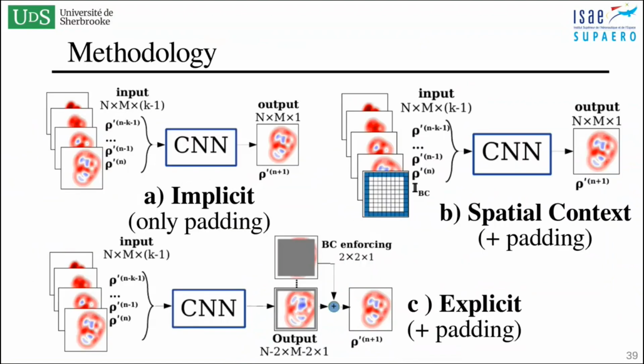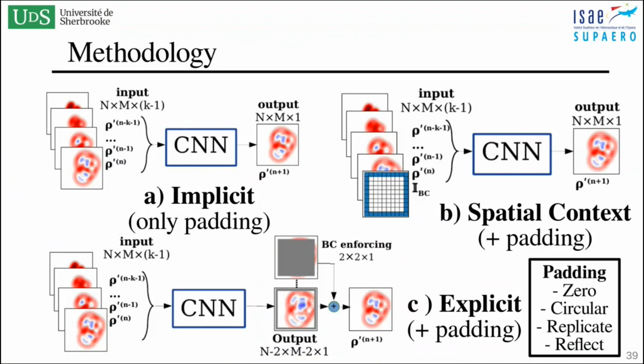For that, we have devised three different methodologies. The first one, which we call implicit, is the same one as before, so we only use the padding to enforce the boundary conditions. The second case is the spatial context one, where we add an additional input, this IEC, in order to locate the positions of the boundary conditions, so next to the border in this case. And then a third methodology we call explicit. Here we are just masking the border values at the output, and we are enforcing the actual values with, for example, a finite difference equation on the boundary condition. And then we are combining those two in order to provide the final answer.